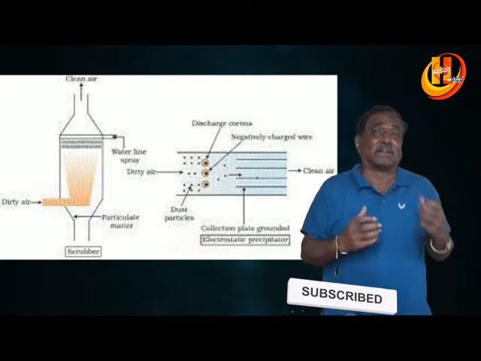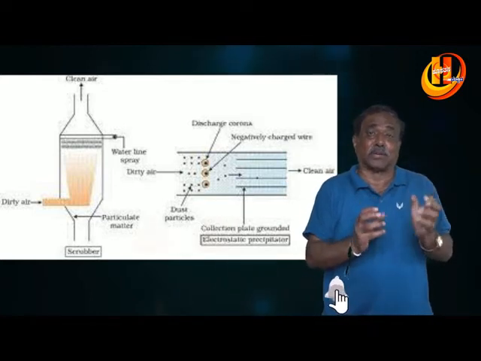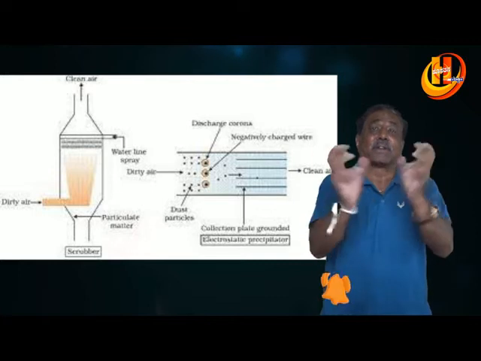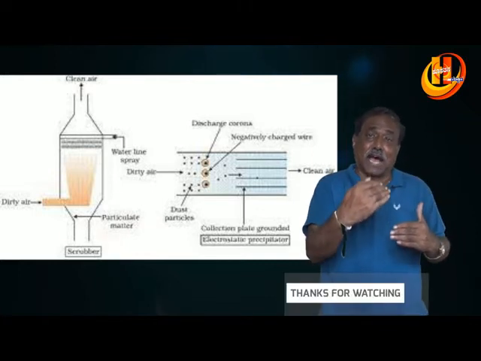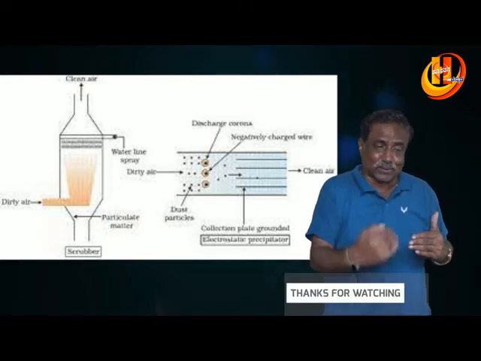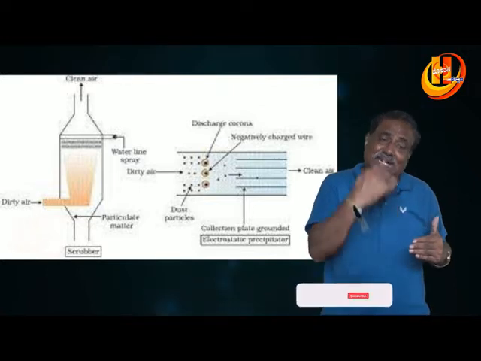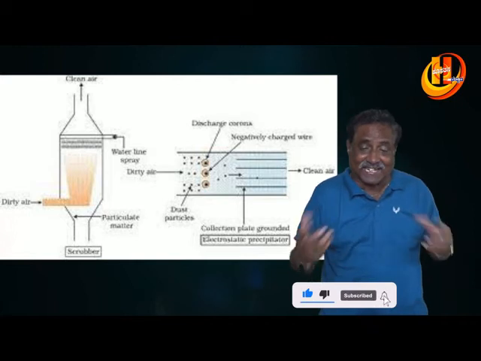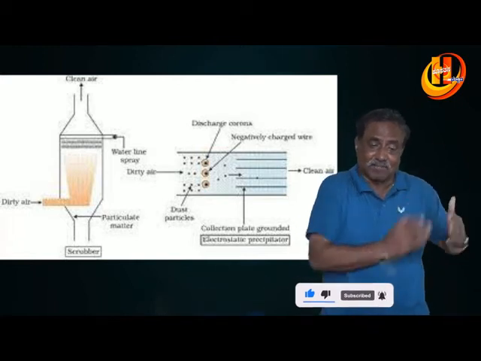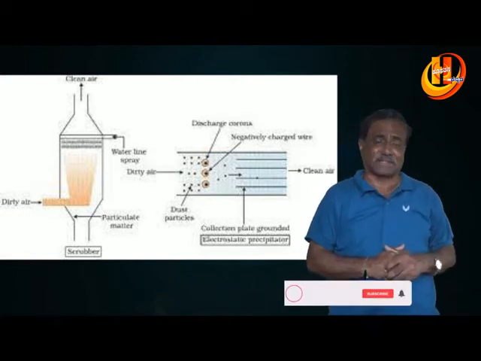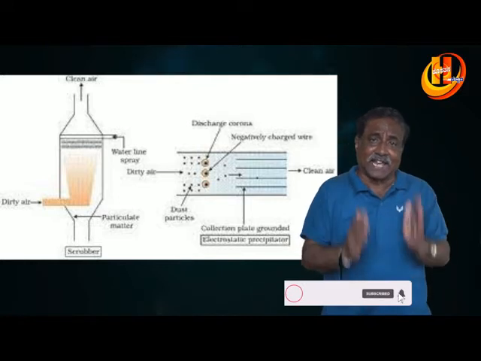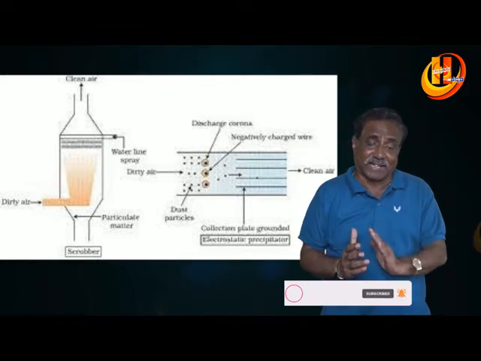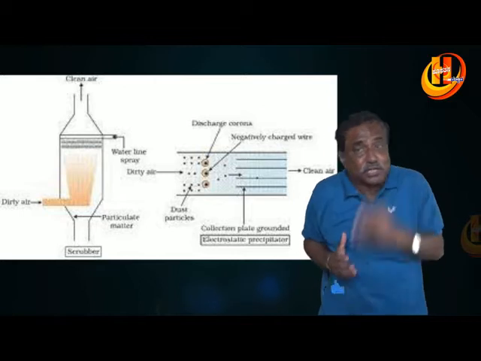This corona produces electrons which combine with dust particles and allow these dust particles to settle down. That is, the plate grounded electrostatic precipitator attracts these negatively charged dust particles. And here one more important thing is the velocity of air. Velocity of air allows dust to fall.